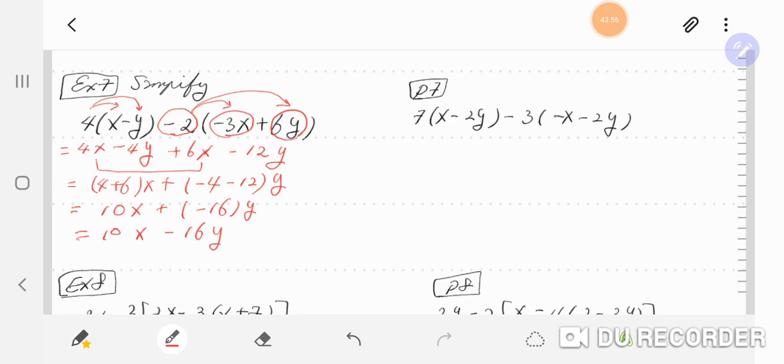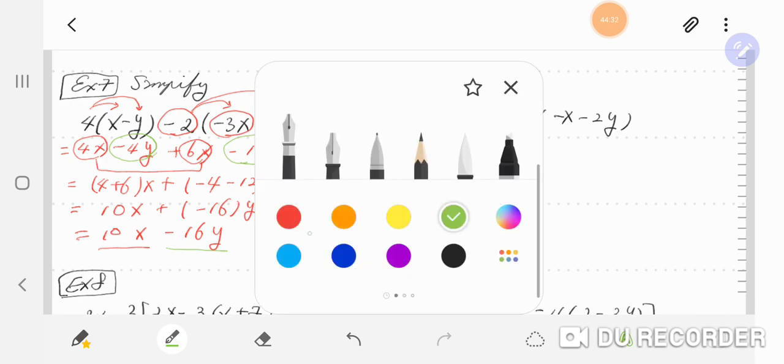Okay, so what we do is distribute first and then combine the like terms. When you combine the like terms, we can do the mental math. 4x plus 6x is 10x. The next one is minus 4y and minus 12y. So negative 4 minus 12 is negative 16. So write down negative 16y. So that is minus 16y. Right? Okay, for problem 7.